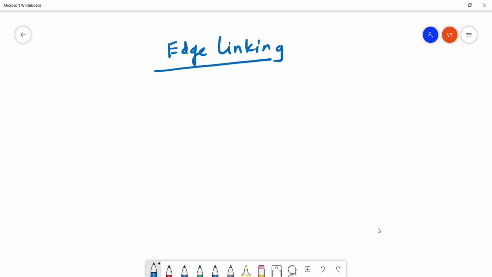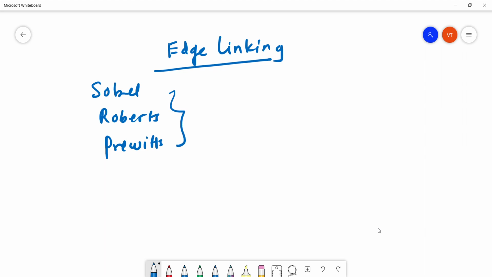Now you know what is edge and how to detect edges. When we use edge detectors like Sobel or Roberts or Prewitt, what are these? These are the detectors, right? Edge detectors. This we have seen in the last lecture. There are different types of edge detectors which can be used to detect the edges, maybe in horizontal direction, vertical direction, plus 45 degrees, minus 45 degrees, and so on.